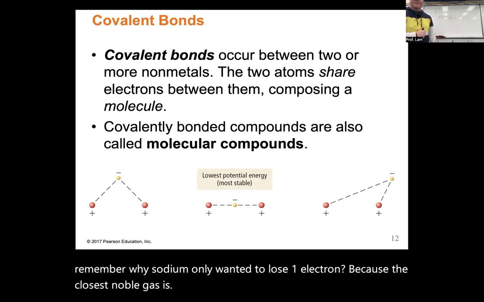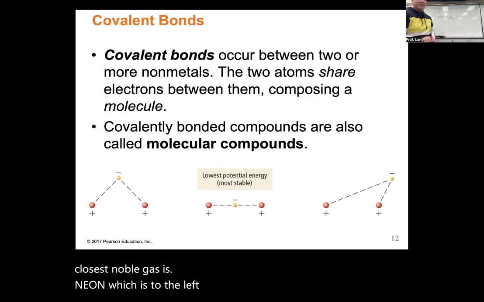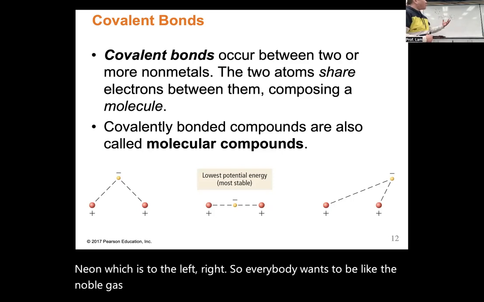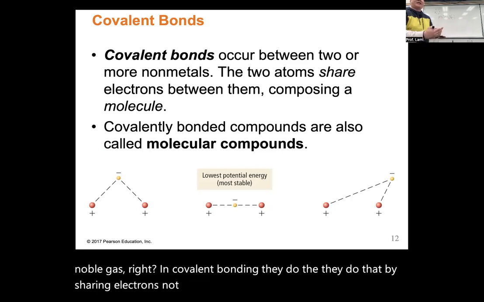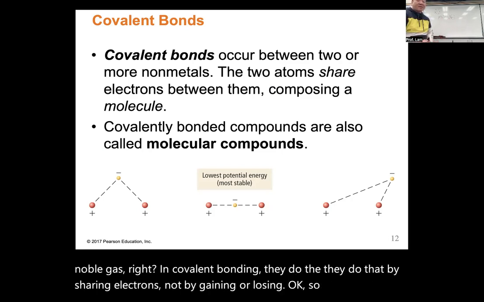Neon, which is to the left, right? So everybody wants to be like the noble gas, right? In covalent bonding, they do that by sharing electrons, not by gaining or losing. Okay, so then you don't have charges, right?